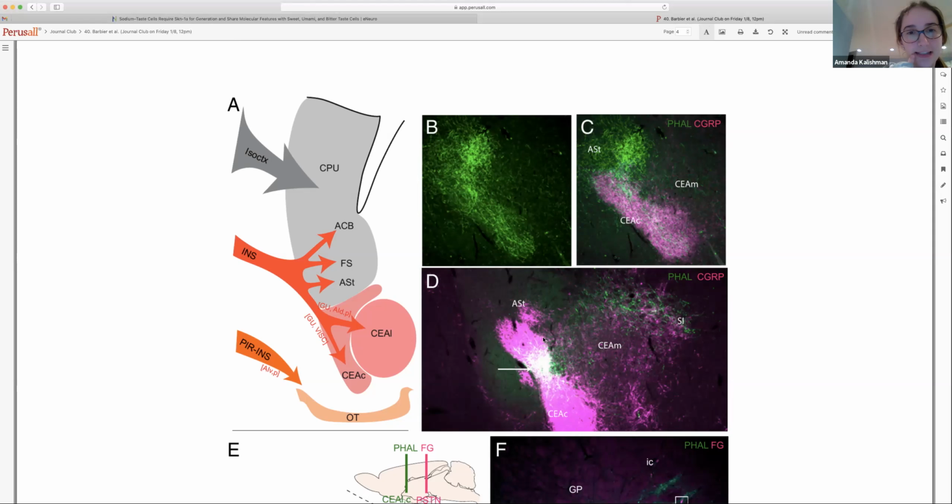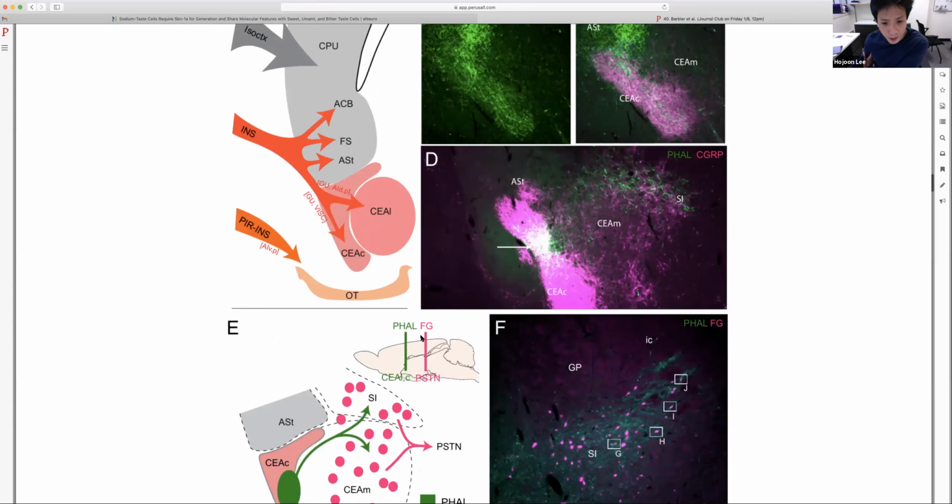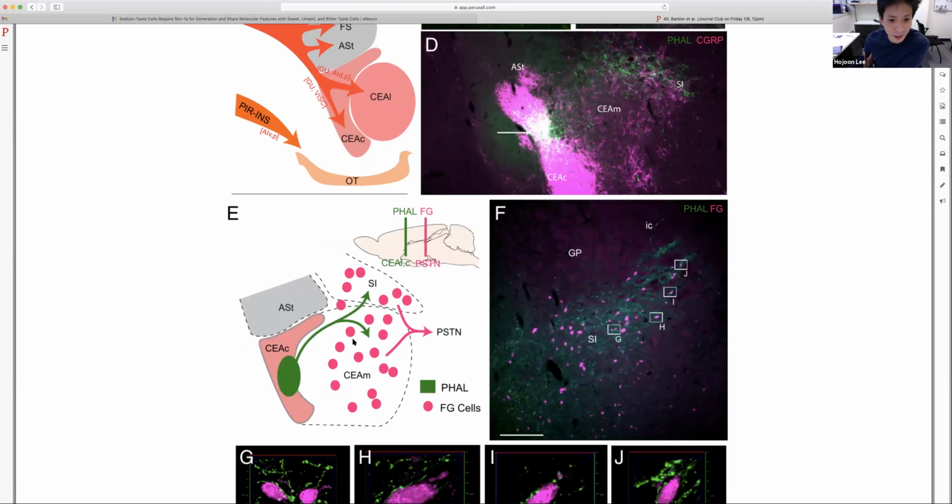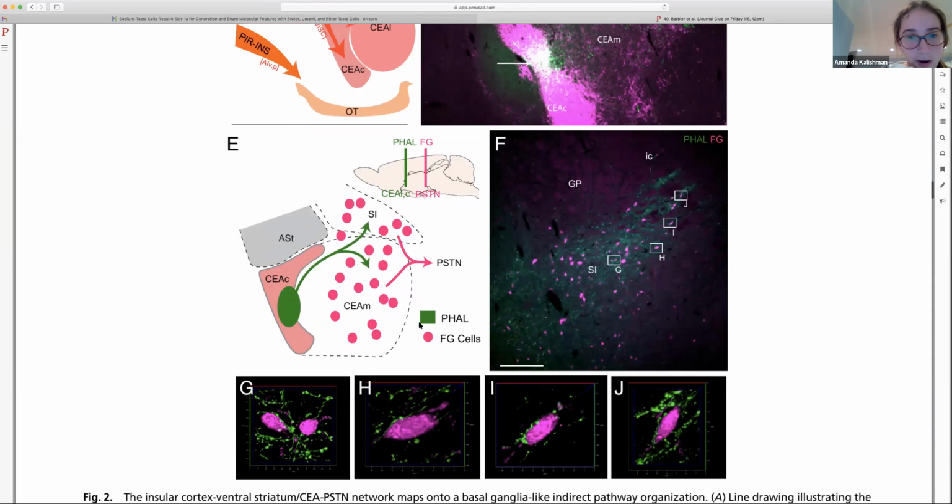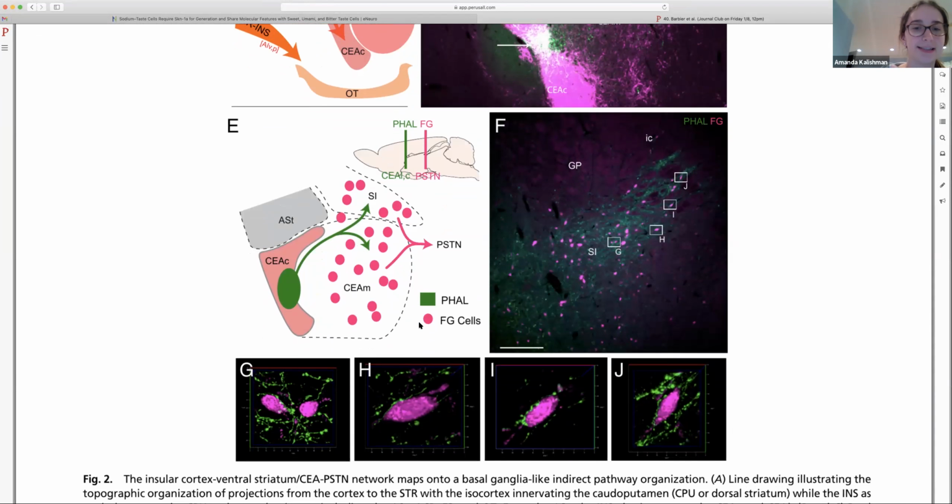Because it's that indirect pathway. Okay, good. So now in this part they want to show that there's CEA to PSTN. Yes, so they wanted to see if the CEA connects to the PSTN. Okay, good. So they did PHAL injections in the lateral CGRP rich regions of the CEA, and then combined this with FG injections in the PSTN, which I assume is retrograde. And they labeled cells that innervate the PSTN.